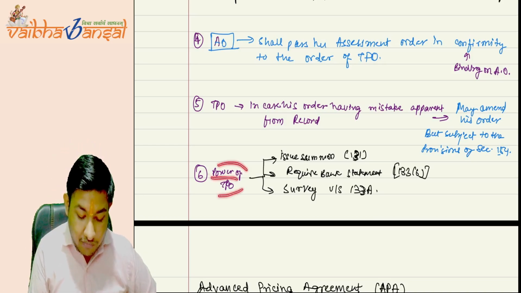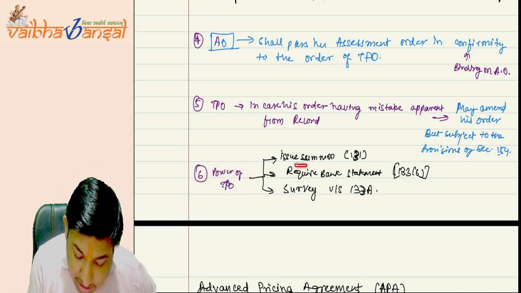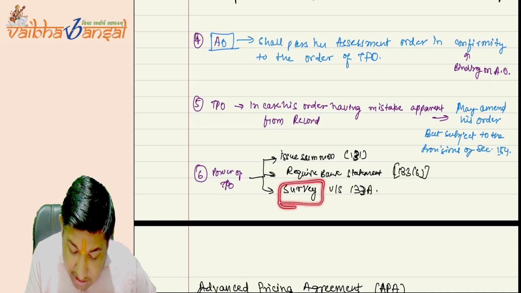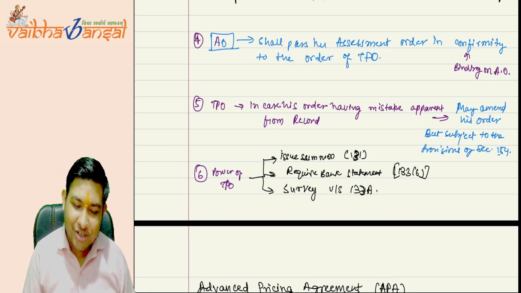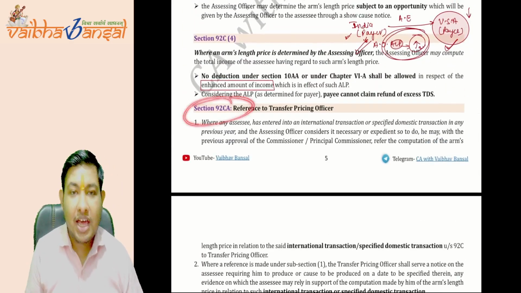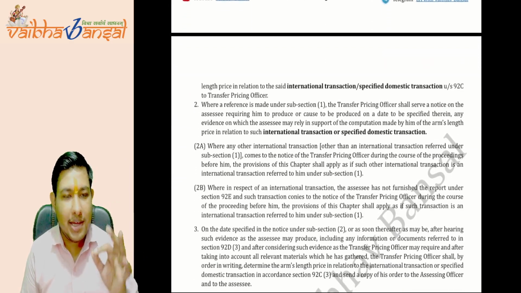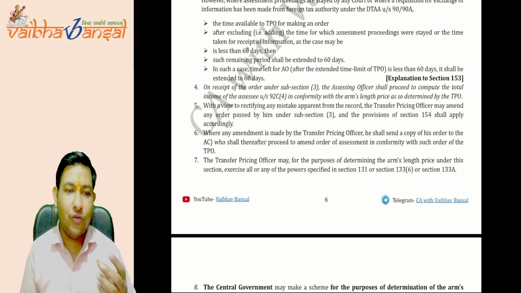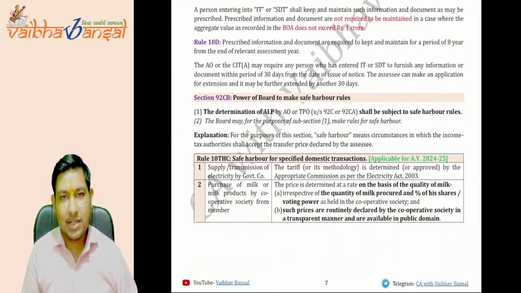Now what are the powers of the TPO? What else does the TPO have the power to do? The TPO can issue summons. The TPO can require your bank statement. The TPO can also do a survey under section 133A. All these are the powers of the TPO. Is this point clear? I hope it is very much clear to you all. This is the whole of 92CA. I have completed this whole 92CA in a very lucid and easy manner. You can easily read it and you will get to know that everything is covered in this chart of those 2 pages. Is this point clear?